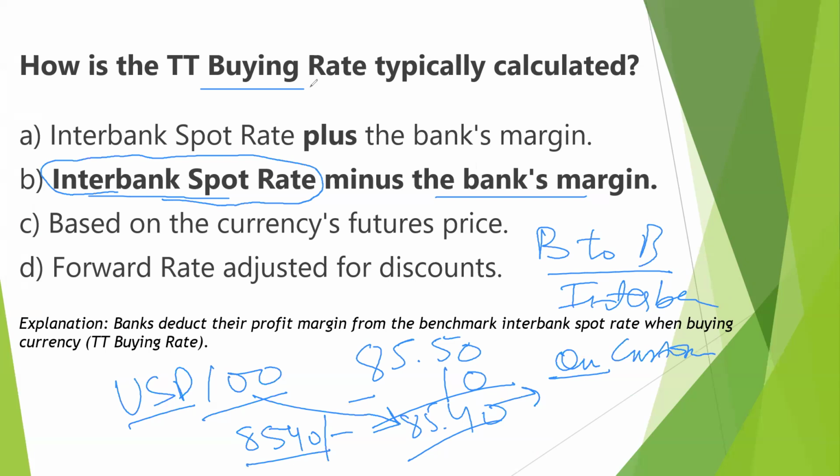So in this way, the TT buying rate is calculated. This concept will also help you when you're solving the numericals: whenever you have to go for the buying rate, you have to subtract the bank margin. Let's see the next question.